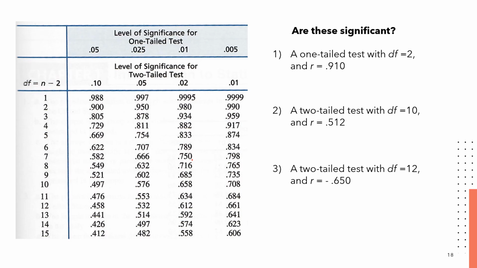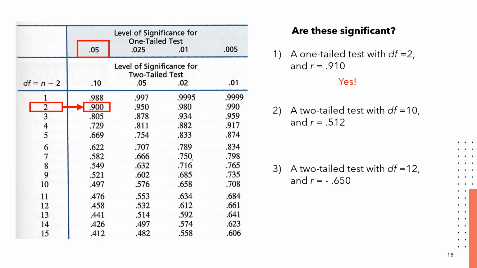Is a one-tailed test with 2 degrees of freedom and an R value of 0.91 significant when our p-value is set to 0.05? First, we find the column for 0.05, we go down to the degrees of freedom, which is 2, and look at the critical R value, which is 0.9. We have an R of 0.91, so this is greater than the critical R, and therefore the correlation is significant.